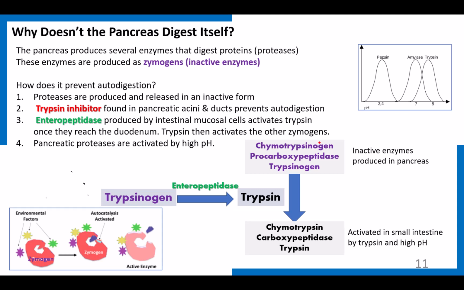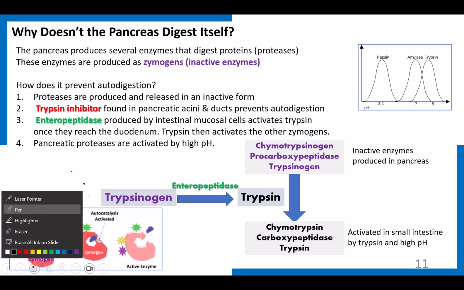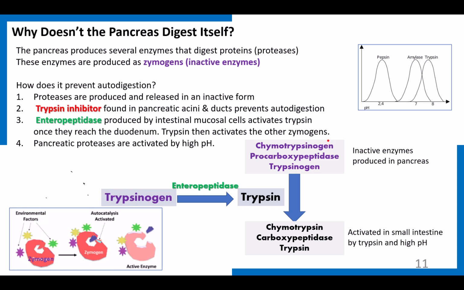So if you look at these enzymes, these are all inactive enzymes. You can see because they either have an ogen at the end or a pro at the start, and that means that they're inactive. And then in the presence of activated trypsin in the small intestine, they get converted to the active versions, which then help to digest proteins, right? So these pancreatic proteases are activated by high pH as well as the presence of trypsin.